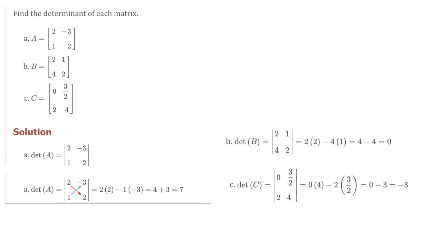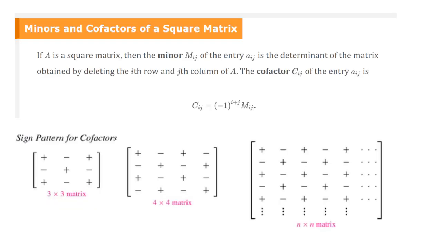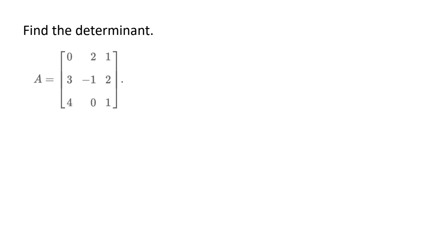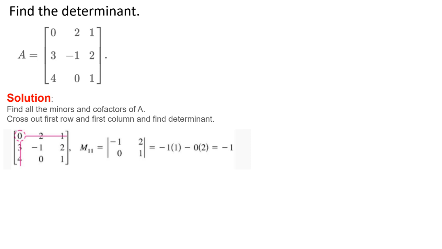So that works for a small matrix like 2 by 2. If you have something bigger, then we're going to go ahead and find the determinant, and this is how we would find it. So if you have a 3 by 3 here, then what you want to do is you can start with the first number and cross out that row and that column. And if we do that, notice that you're left with a little 2 by 2. And so if we take that little 2 by 2 and multiply negative 1 times 1 minus 0 times 2, then we get negative 1.